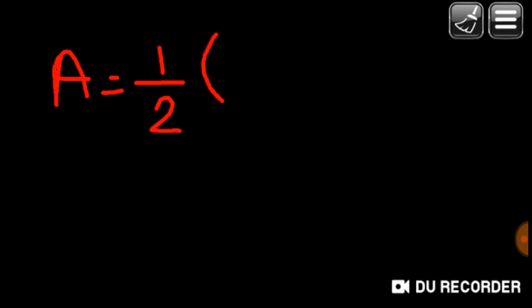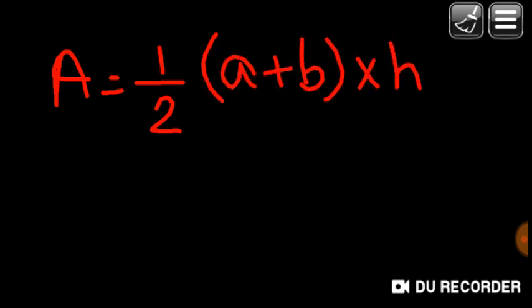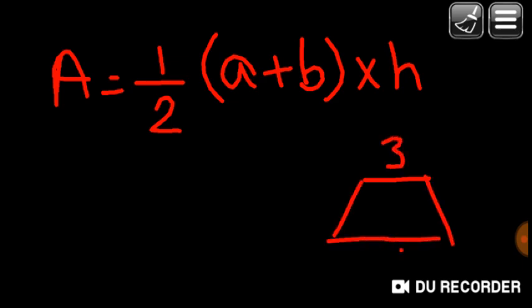So now we are going to solve problems. The area of a trapezium is half A plus B times H. So for instance, you are given a trapezium where the top is 3, the bottom is 6, and the height is going to be 7. So how will you find its area?